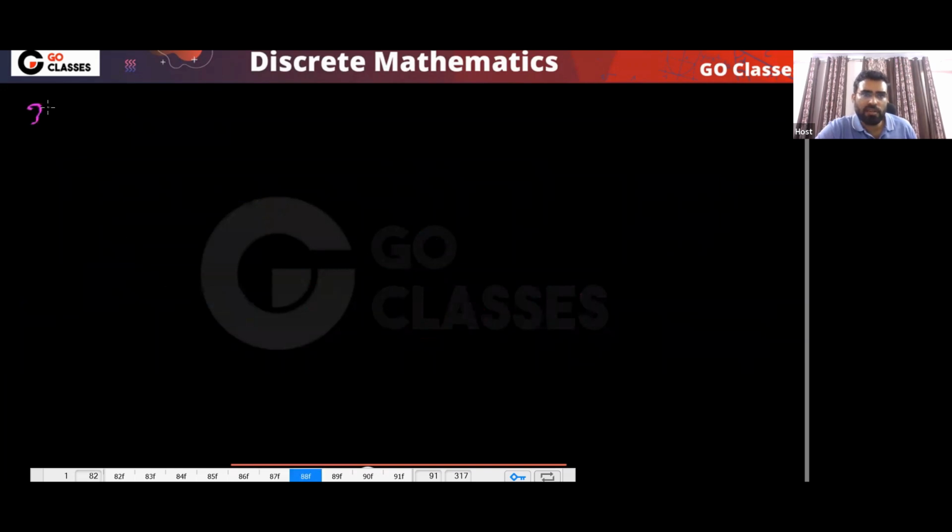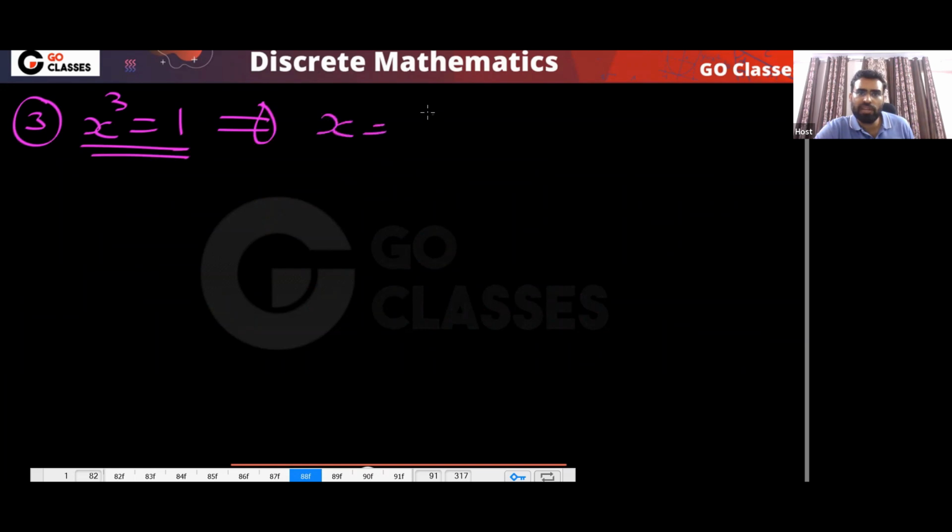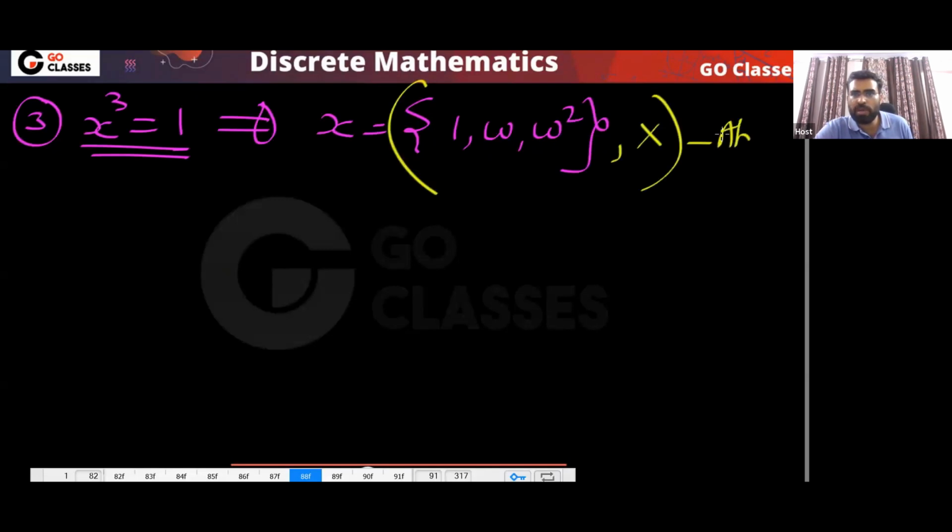Also, we have seen the equation x cube equal to 1. From this equation, what x will you get? You will get 1, omega, omega square. Under multiplication, this is also an abelian group. We have also seen this is also an abelian group.